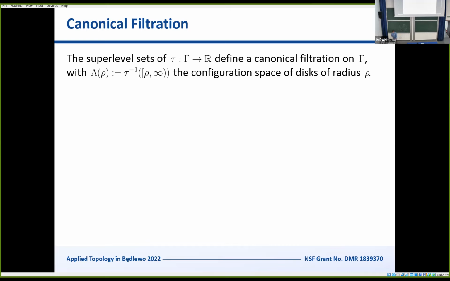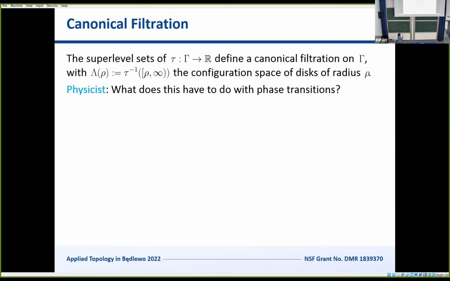but it is a function from my configuration space of points to the reals. And what I'm going to do is define my configuration space of hard disks of radius rho as the superlevel sets of this function, right? Because I could put in disks of radius rho or bigger ones. And so that seems like it's just fine if my disks are only of radius rho. I definitely don't have configurations where the disks overlap. So this is how we define our configuration space of hard disks.